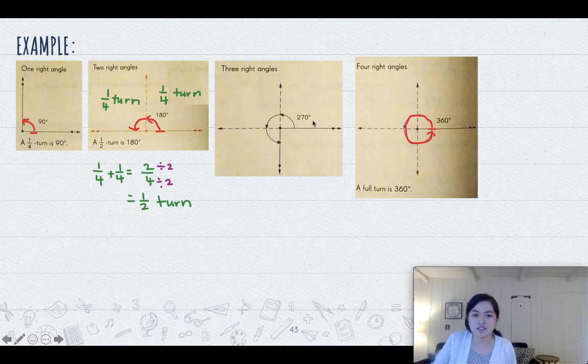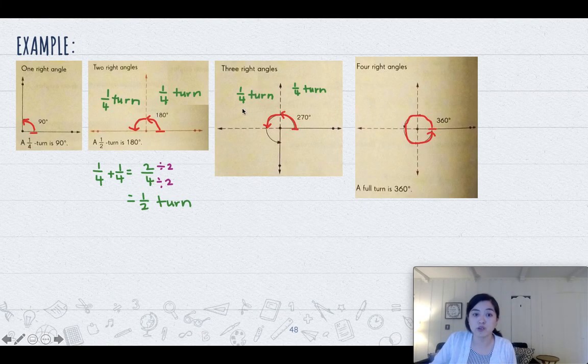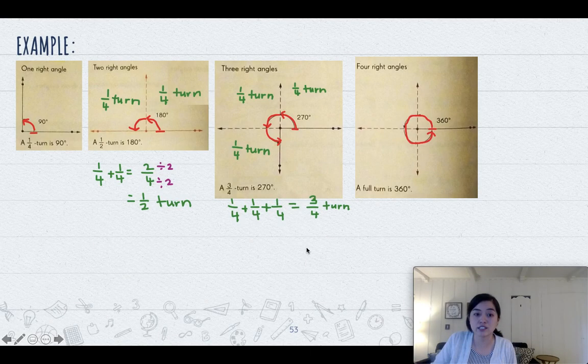Now let's look here, three right angles, okay? So let's start at this point here again, and let's go from here to here, so that's 90 degrees. So that's one fourth turn. Let's go from here to here, that's another 90 degrees, and that's another one-fourth turn. Now let's go from here to here, and that's another 90 degrees, and that's another one-fourth turn. So what's the total turn I made to get to 270 degrees? Well, let's add all the turns up. So we're gonna add one-fourth turn plus one-fourth turn plus one-fourth turn, which is equal to three-fourths turn. So three-fourths of a turn gets you 270 degrees.